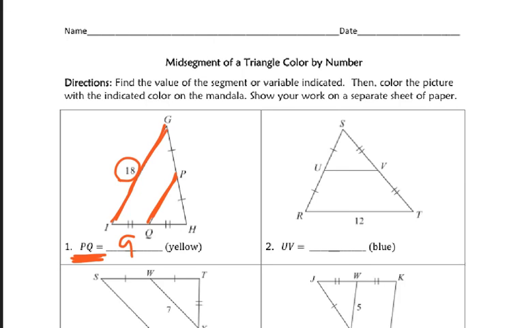Go ahead and try number 2. So number 2 says that the bottom of the triangle is 12, and that means that the length of the line segment would be half of that, which would be 6. So the length of line segment UV is 6.